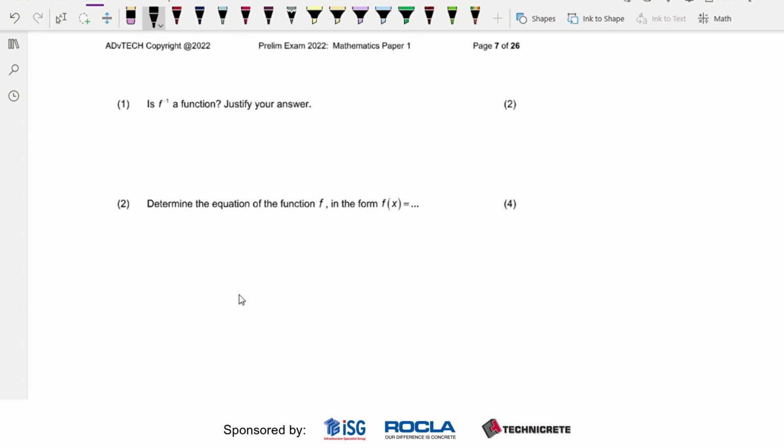Question 1 asks us if the inverse of f is a function. So in order to find out if a graph is a function, we need to perform the vertical line test. The vertical line test is a visual way to determine if a graph is a function. And remember, a function by definition is when we have one output value, or value of y, for each input value of x. So our vertical line test proves that a graph is a function if a vertical line intersects the graph a maximum of 1 time.